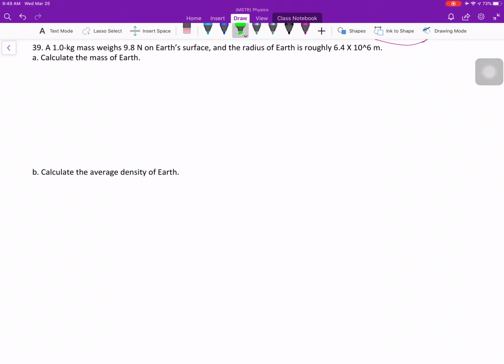The last problem that seemed to be a consensus of what you guys wanted to look over was question 39. So let's review and read aloud. It says a 1 kilogram mass weighs 9.8 newtons on the Earth's surface, and the radius of Earth is roughly 6.4 times 10 to the 6 meters. Calculate the mass of Earth.